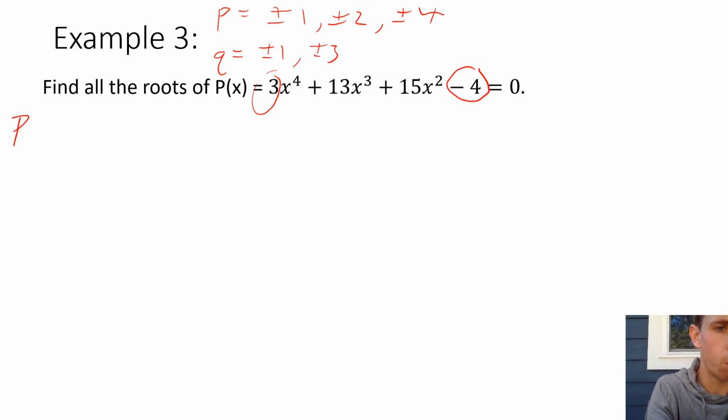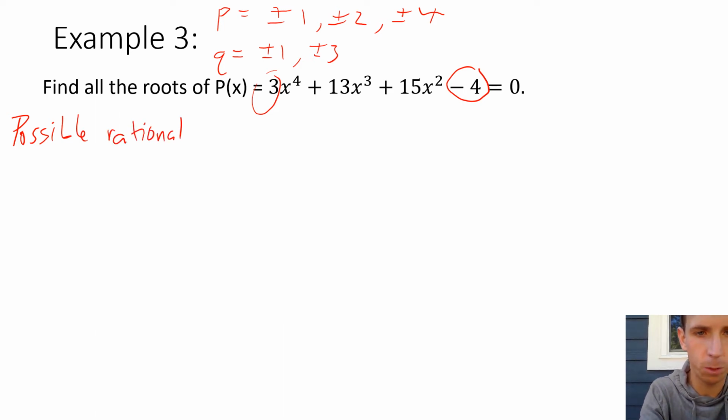So the list from what we're working with, the possible rational roots, and remember there may be some roots that are irrational that we will not be able to solve using this method.